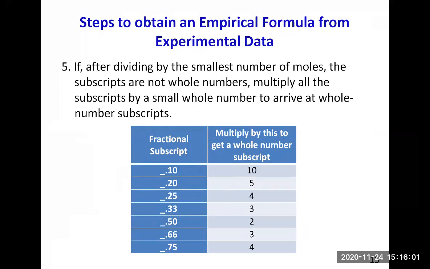If it ends in 0.33, you would multiply by 3. If it ends in 0.50, you would multiply by 2. If it ends in 0.66, you would multiply by 3. And if it ends in 0.75, you would multiply by 4. So this is to get rid of the decimal part and have only whole number subscripts, but the smallest possible that you can arrive at.